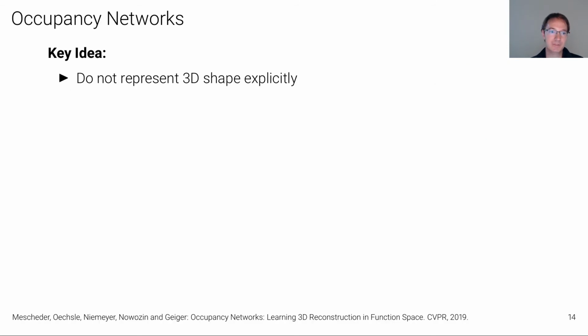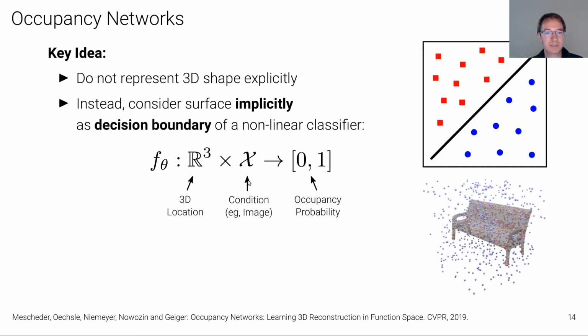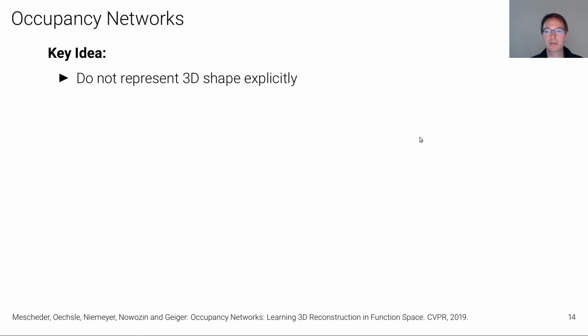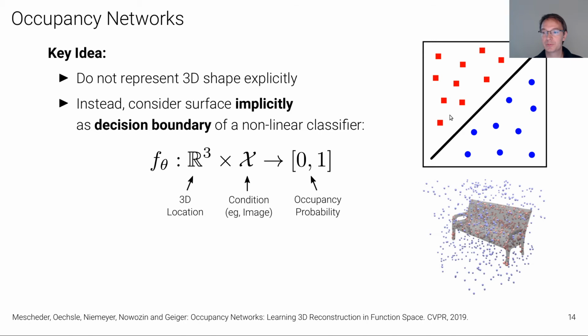The key idea is very simple. Instead of representing the 3D shape explicitly, we instead consider the surface of the object implicitly as the decision boundary of a nonlinear classifier. Consider this neural network with parameters theta here that takes as input a 3D location, these are 3 coordinates, and a condition vector. This is an encoding of an image, for instance, like a 128-dimensional vector here. And it outputs an occupancy probability and therefore classifies if a point is either inside or outside the object.